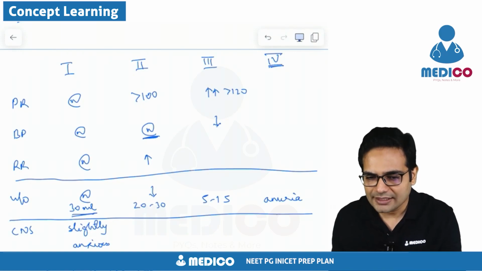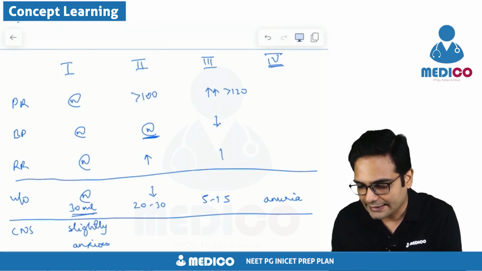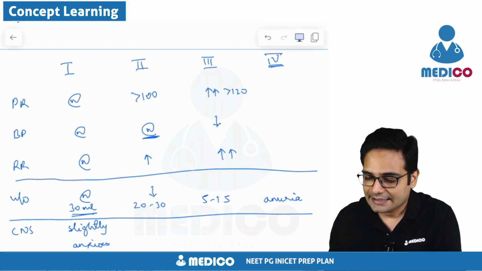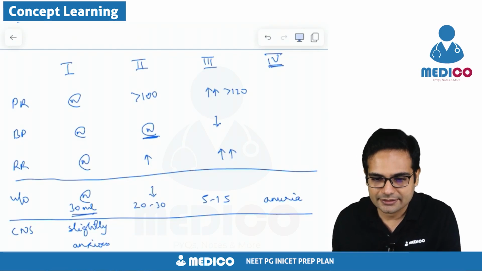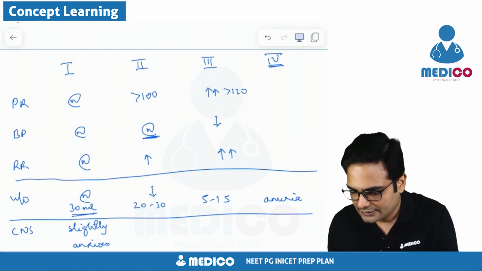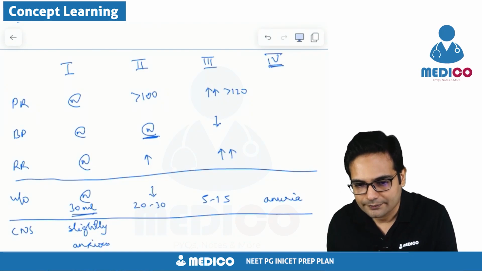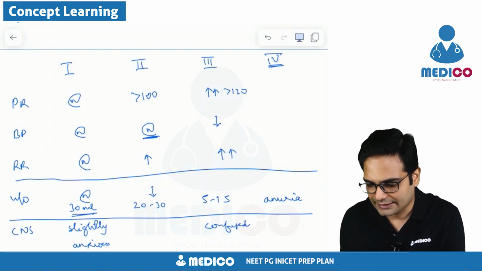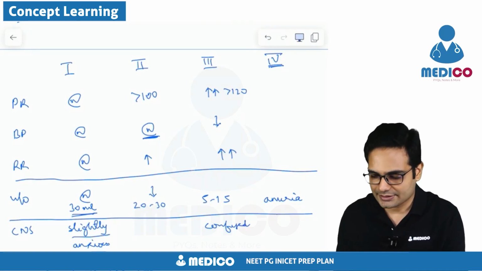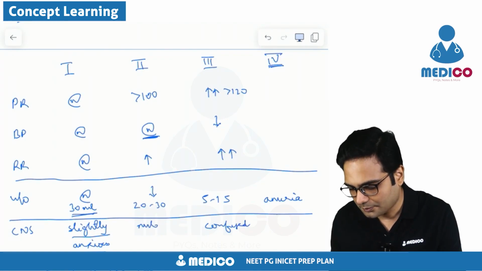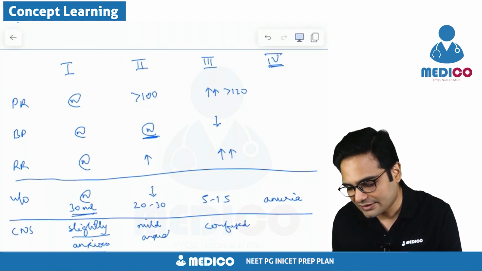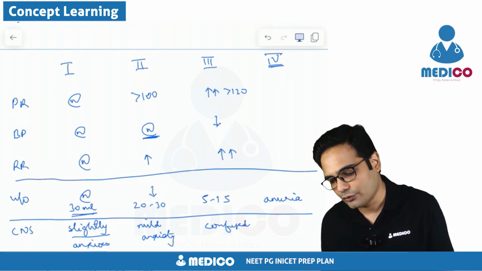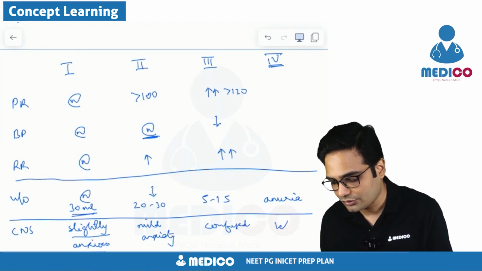Okay. Now, what is the respiratory rate? There is again tachycardia in grade 3. The patient starts gasping for breath. And what is the CNS state? In grade 3, the patient is confused. In grade 1, the patient was slightly anxious. Here the patient has mild anxiety. These are all subjective terms. In grade 3, there is confusion. In grade 4, there is full-blown confusion, and the patient is also lethargic.